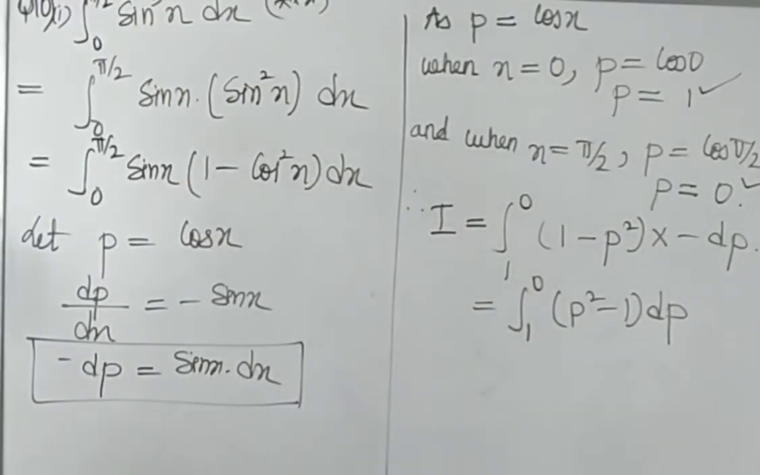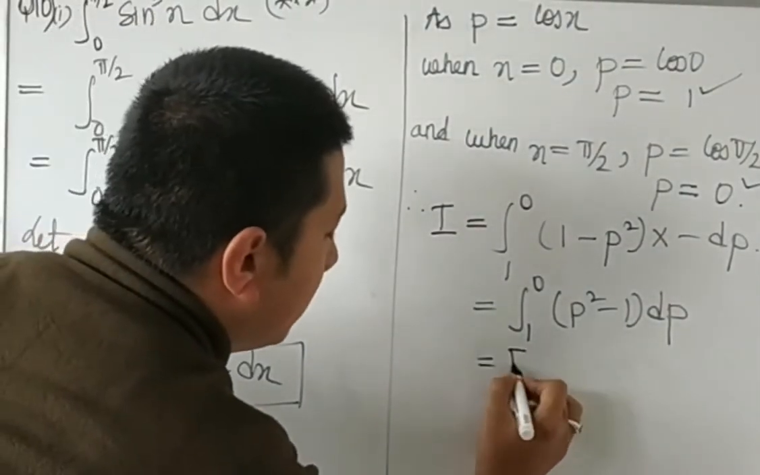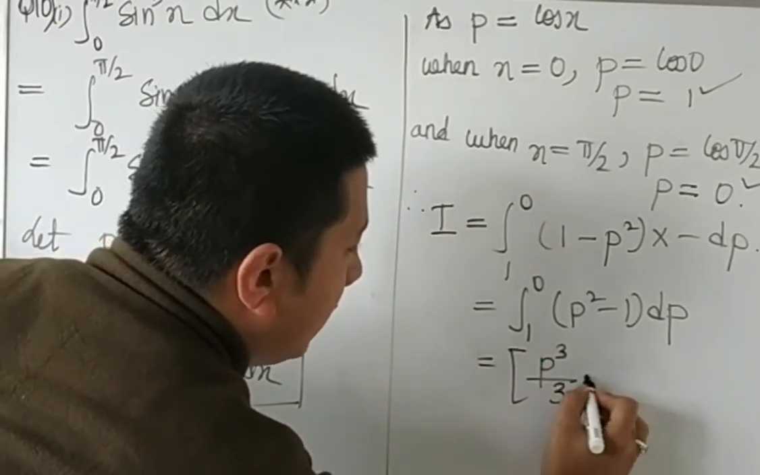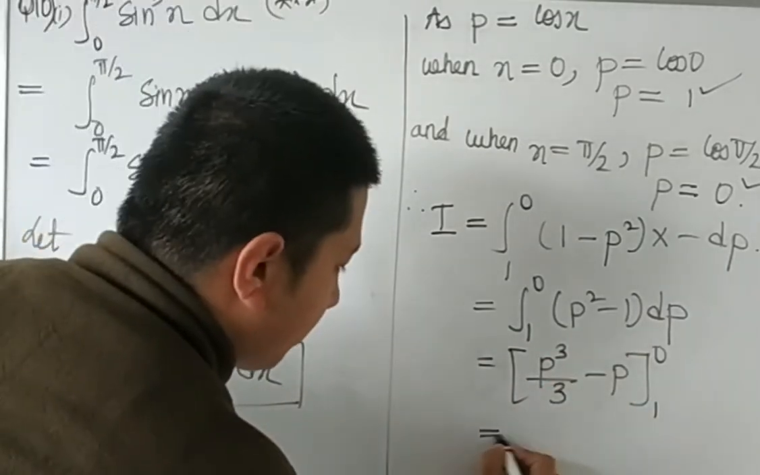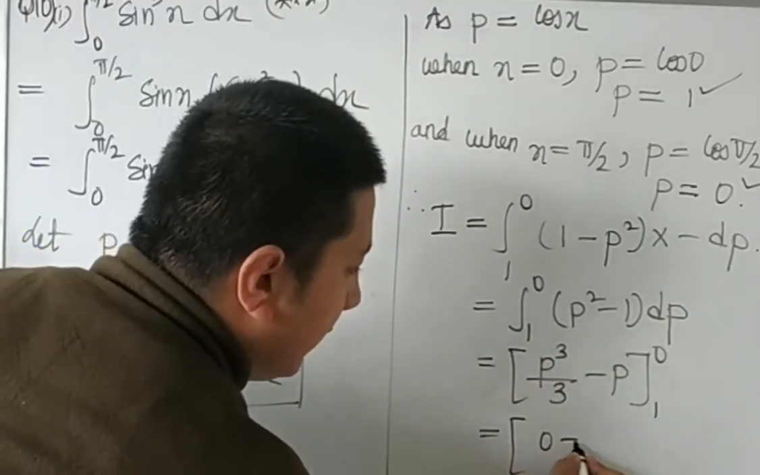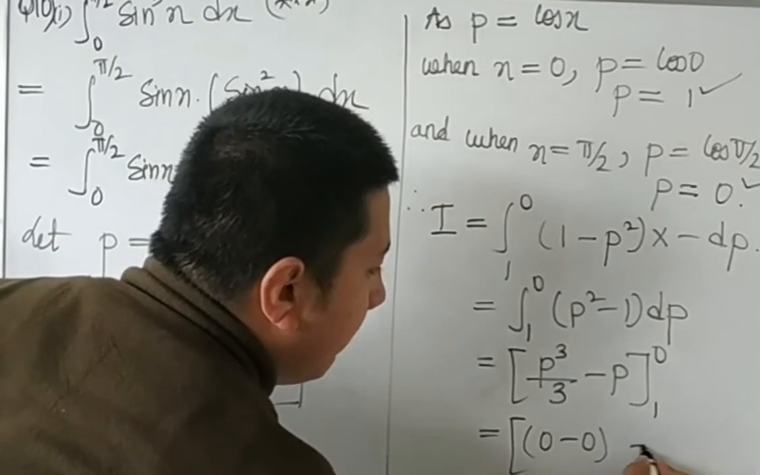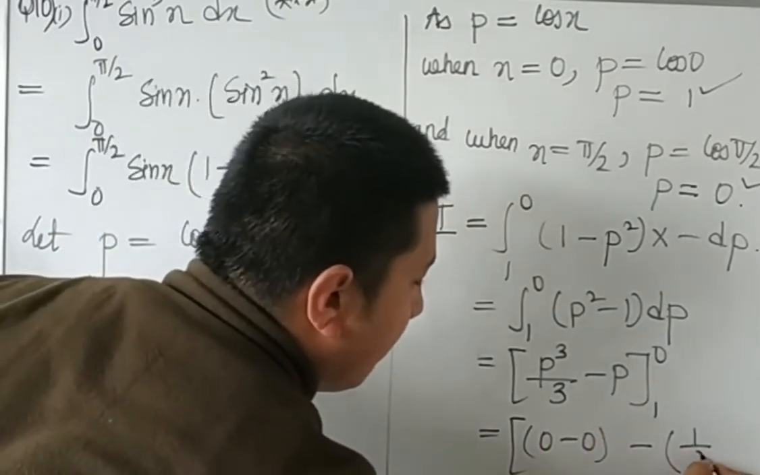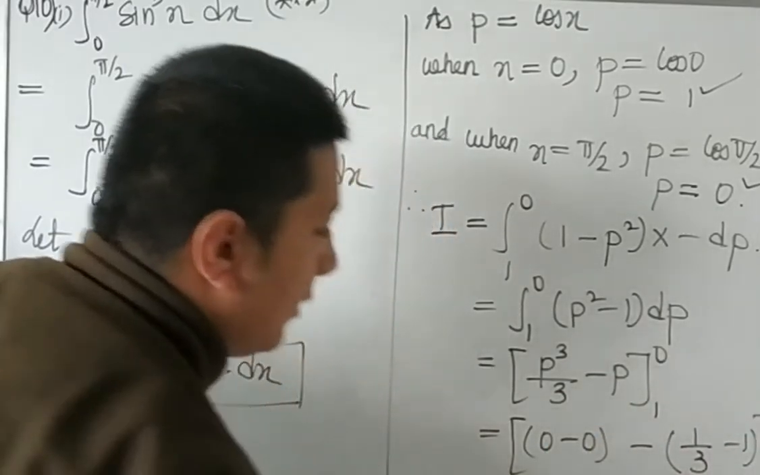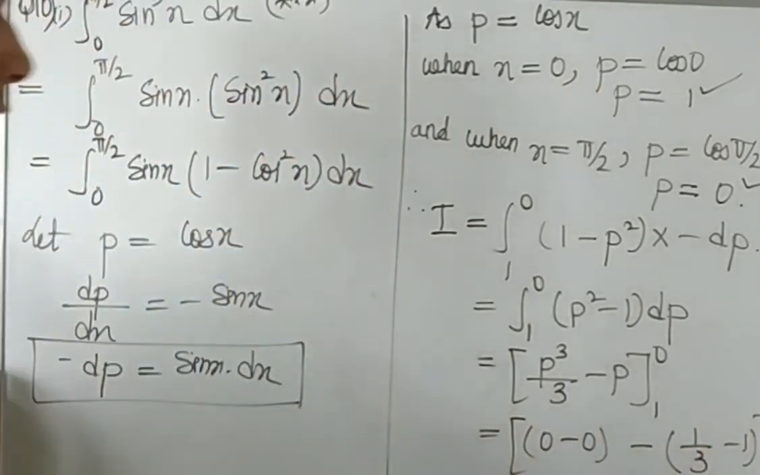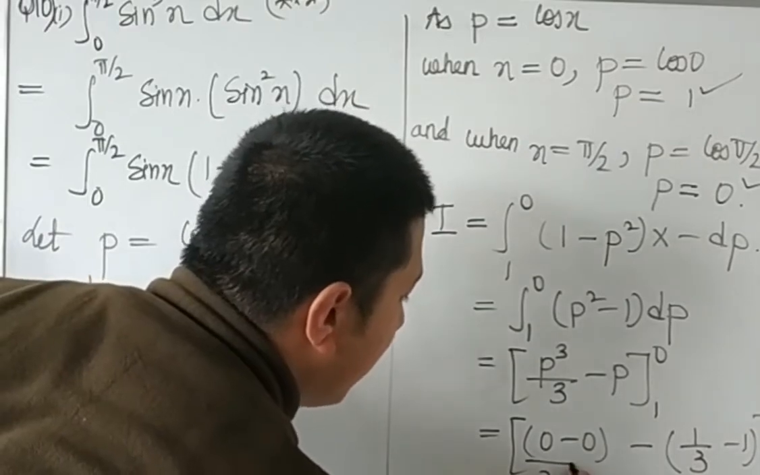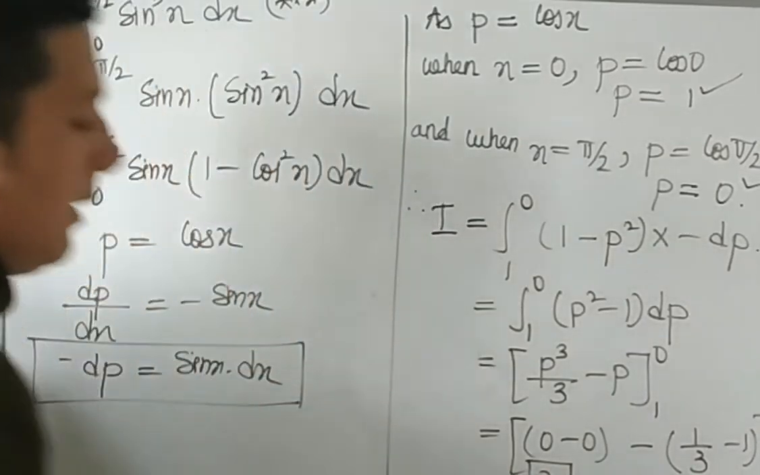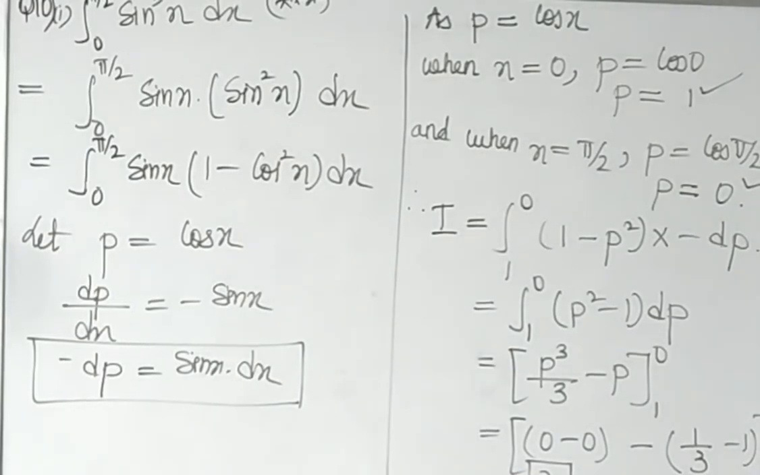Okay, so let us integrate now. You know what to do. This will be p cubed by 3 minus p, from 1 to 0. First we put 0. When I put 0, this is 0 minus 0. And when I put p equals 1, this is 1 by 3 minus 1, which is minus 2 by 3. Minus and minus is plus, so hence the answer is 2 by 3. So pause the video and note it down.